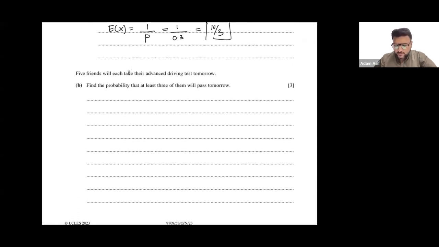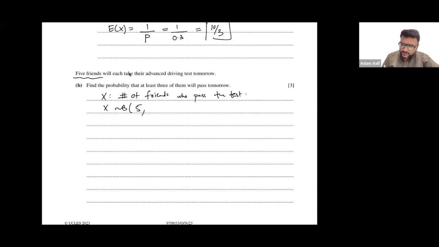Now, part B says 5 friends will each take their advanced driving test tomorrow. Find the probability that at least 3 of them will pass. So if I say X represents the number of friends who pass the test tomorrow, there are fixed attempts, that is 5, and the trials are independent, because the probability that a friend is going to pass does not depend on whether another friend is going to pass or not.